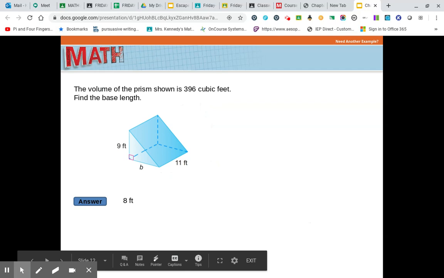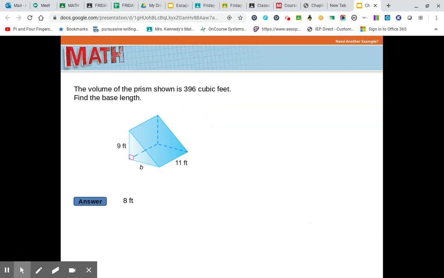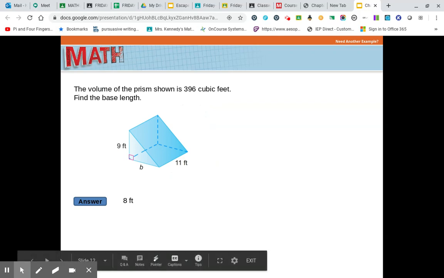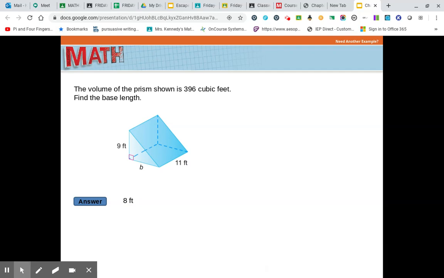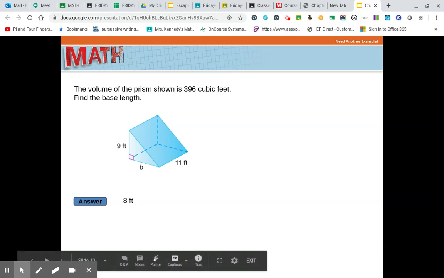Alrighty. We're going to find the volume of the prism shown. I'm sorry, we're given the volume of the prism shown. I am doing just great today. Find the base length. So another substitute and solve. Yeah, there's the answer. Doesn't really matter because we still got to show our work.